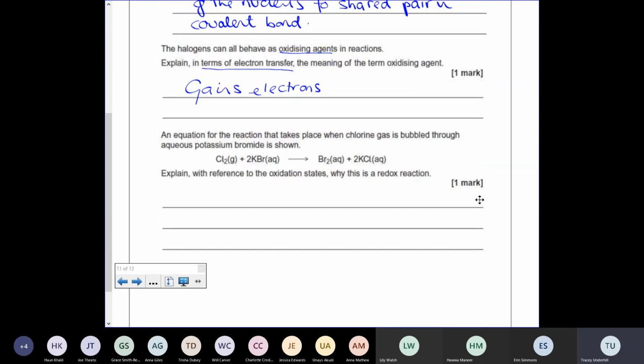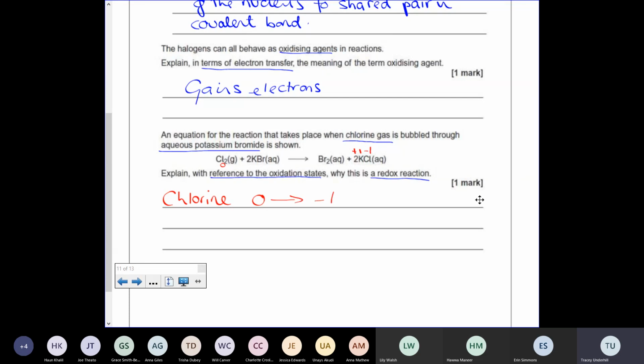Then they've given another displacement type reaction at the bottom. Chlorine gas bubbled through aqueous potassium bromide. Explain with reference to oxidation states, so make sure we write all the oxidation states we need, why this reaction is a redox. Redox means there's an oxidation and a reduction, so we need to show that with our oxidation states. So the chlorine, any element starts at zero, so it goes from zero. And then in the KCl over here, your potassium's in group 1, so it's plus 1. And then the Cl would have to be minus 1. So it goes from 0 to minus 1.